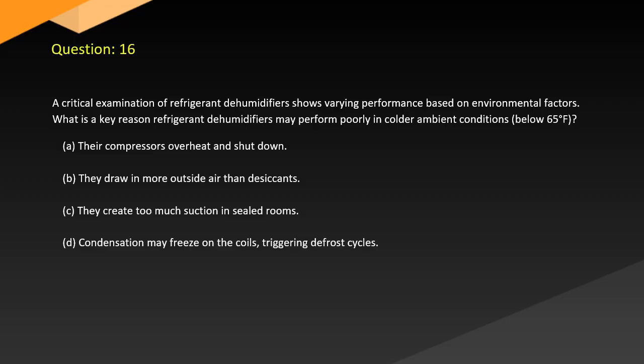Question 16. A critical examination of refrigerant dehumidifiers shows varying performance based on environmental factors. What is a key reason refrigerant dehumidifiers may perform poorly in colder ambient conditions below 65 degrees? A. Their compressors overheat and shut down. B. They draw in more outside air than desiccants. C. They create too much suction in sealed rooms. D. Condensation may freeze on the coils, triggering defrost cycles.